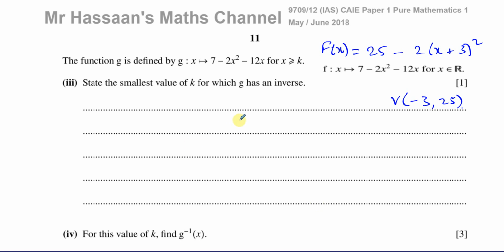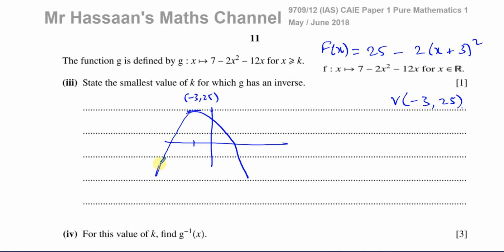Okay, now the function g is a function, as we just mentioned, that has a minimum point. If you were to make a little sketch of this, you can see the minimum point is -3 and 25, up here somewhere. It's going to look something like this. It's going to cross the y-axis at 7. We don't need to know anything about where it crosses the axes right now. We just have to worry about the vertex, which is -3 and 25.